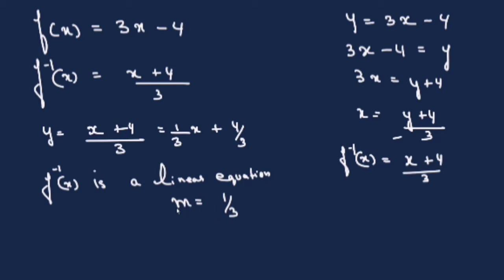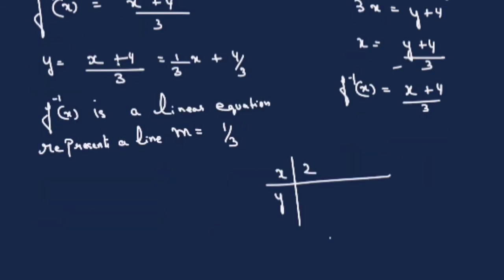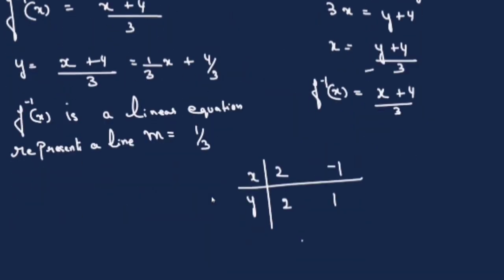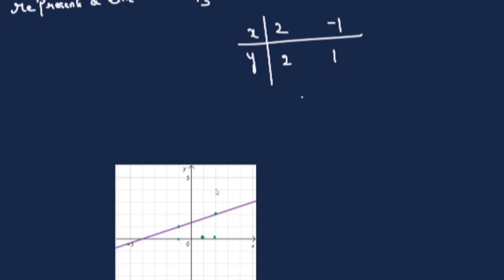So when you draw the graph, it represents what? A line with the slope m is 1 by 3. Put x is 2: 2 plus 4, 6 by 3, y is also equal to 2. Put x is minus 1: y will be minus 1 plus 4 by 3, that is 1. So let us draw the graph. So 2 and 2, and minus 1 and 1. So this is that graph, y is equal to x plus 4 by 3.